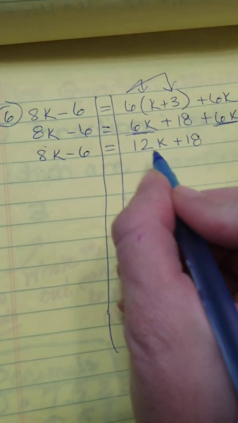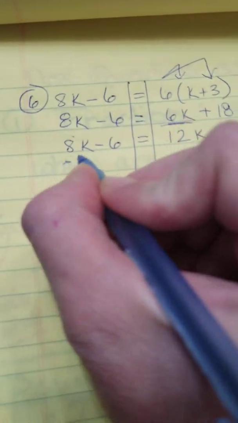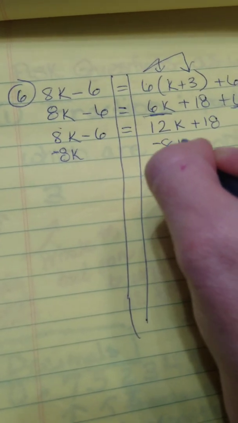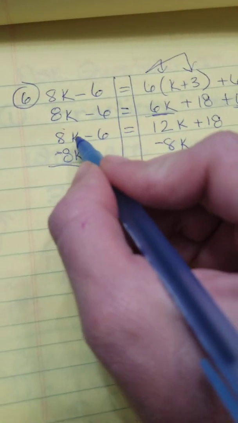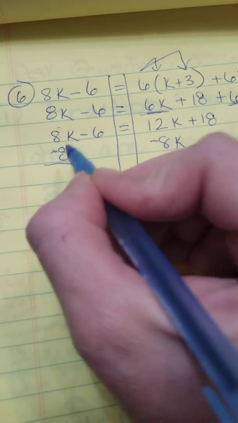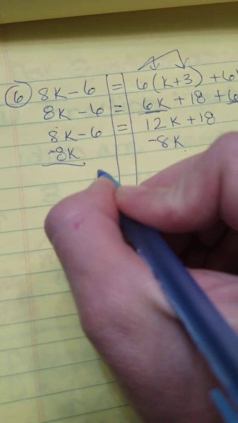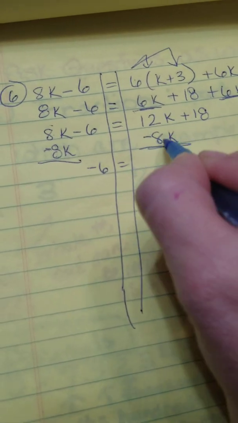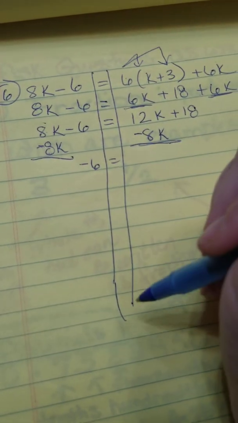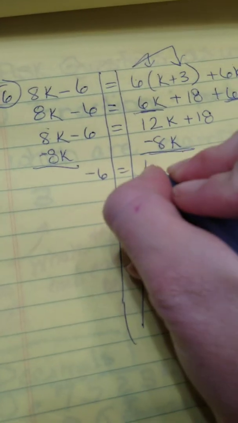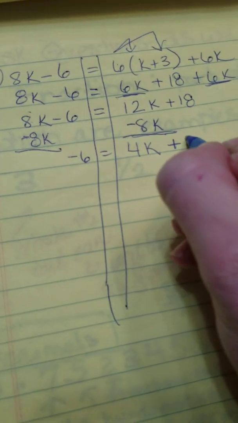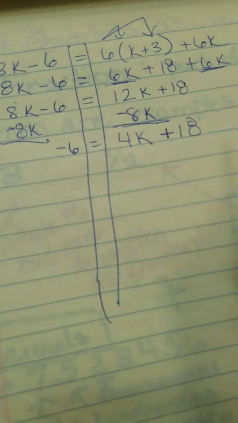So I'm looking at 8 and 12. I always go with the smaller one. That's why I did the last one equal to 0. Because I don't like getting negative numbers a lot, but it's fine. 8k minus 8k is 0. But I still have negative 6 equals 12 minus 8. 8, 9, 10, 11, 12. That would leave me with 4k plus 18.